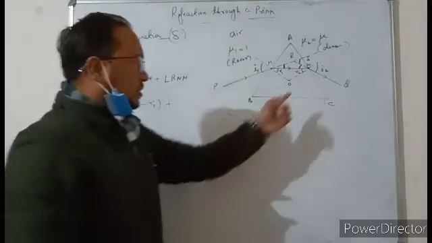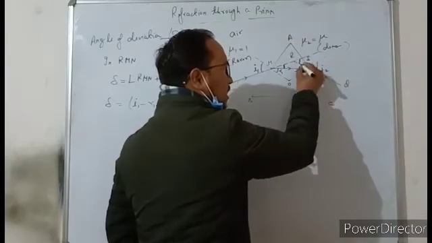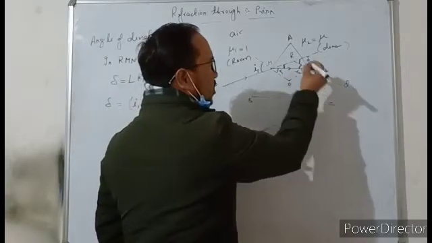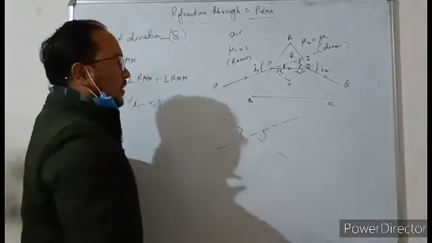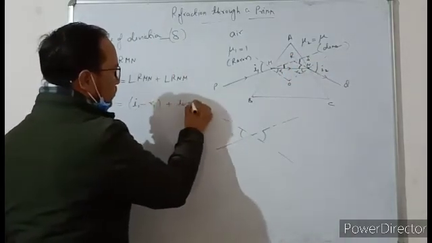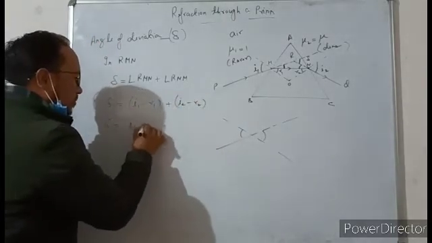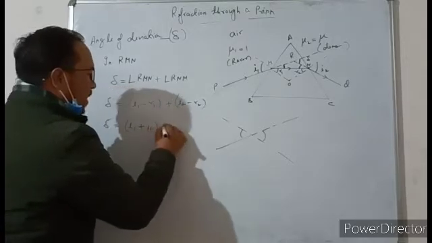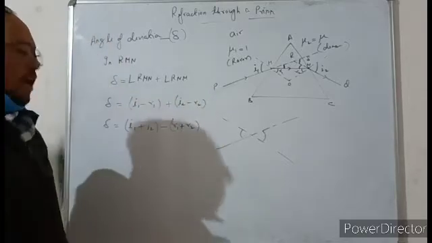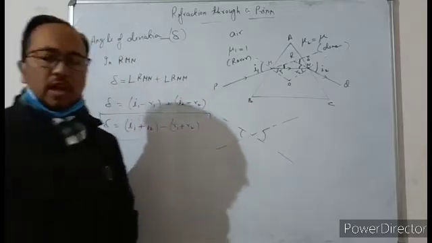And similarly here you can see that this is the normal and this is our emergent ray. So these angles are vertically opposite angles. From the same theory, this angle should be equal to I2 minus R2. And what is this angle? This angle is angle RNM. It becomes I2 minus R2. So we can say delta is equal to I1 plus I2 minus R1 plus R2. This is our angle of deviation in terms of I1, I2, R1 and R2.